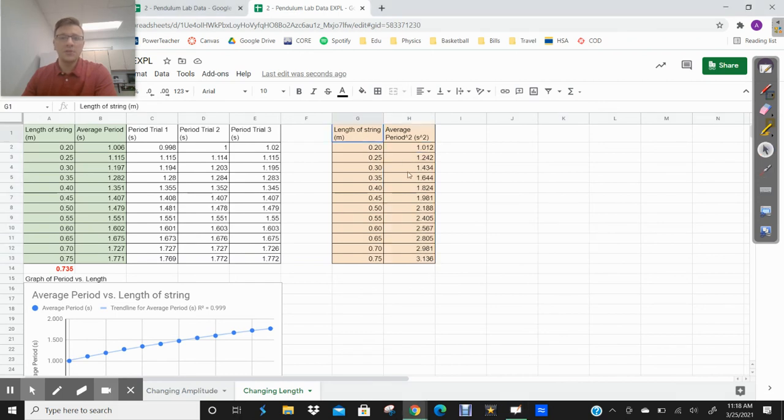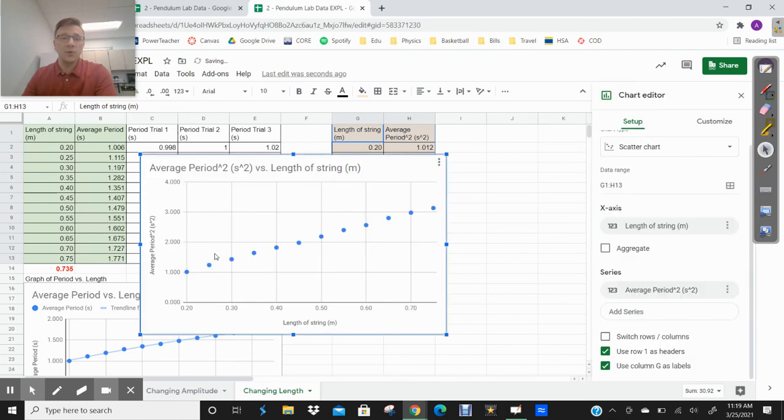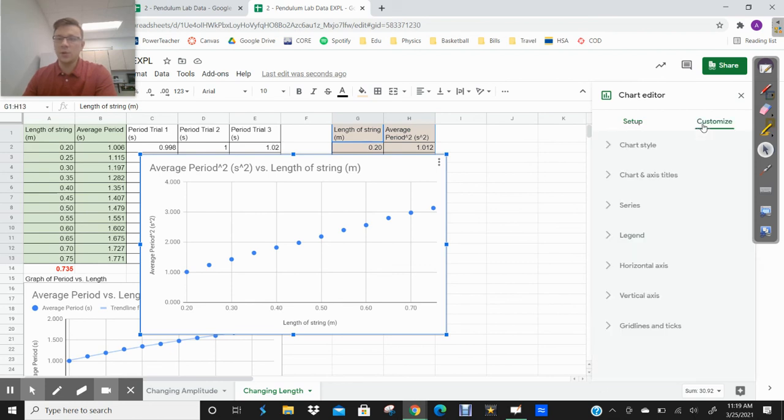And so what this is going to do is when I graph this data, it is going to straighten that line out perfectly, hopefully. And it does look like it's done a pretty good job here. So we've got the scatter plot. We've got these two boxes checked down here. I'm going to go to customize.